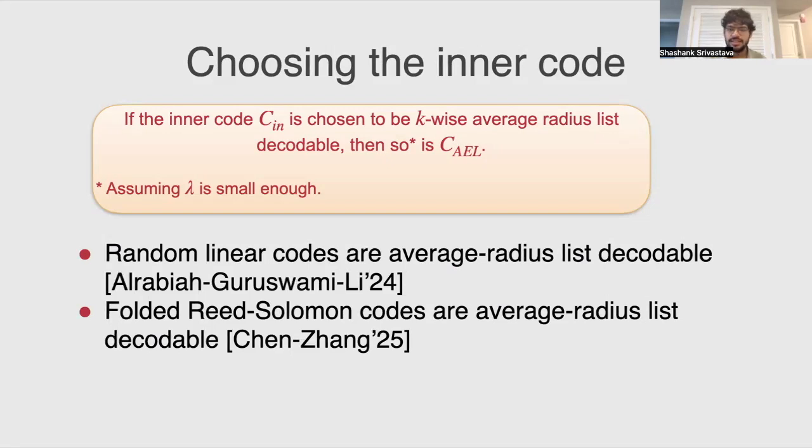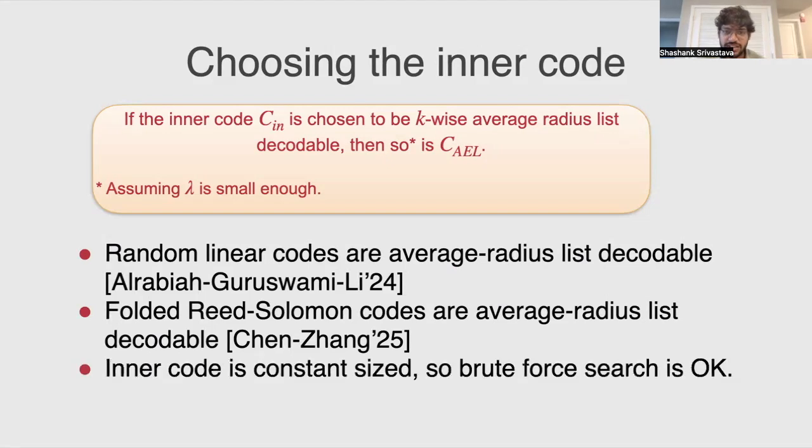In either case, this is a constant size object, so we might even be okay with a brute force search. For example, even if we use a random linear code, we can afford to find such a code by brute force search. And because this local neighborhood is a constant, even if the graph family is an infinite family, this search for the inner code is going to take constant time.